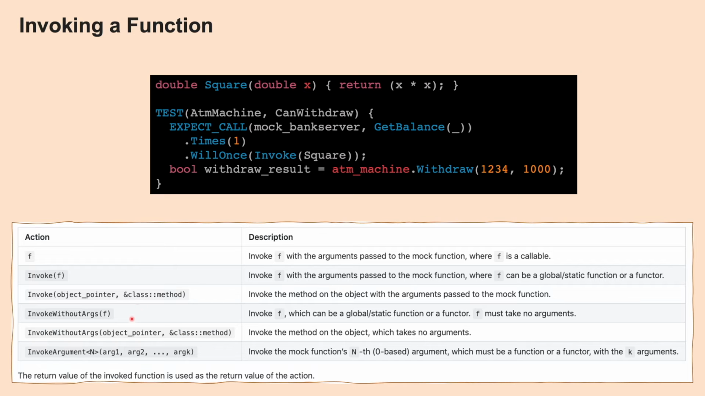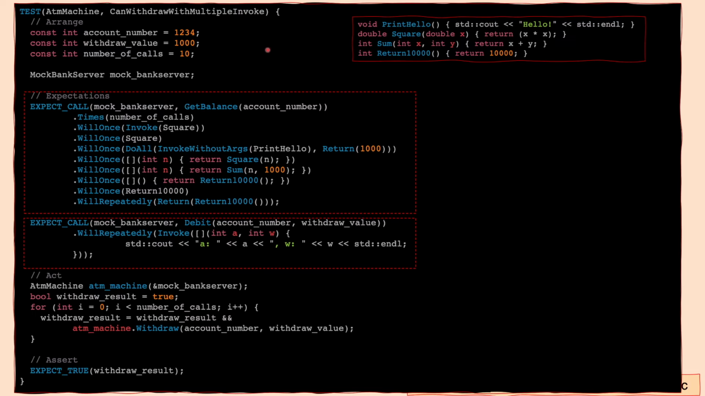It is also important that when you have invoke, the return value would be what invoke is returning. Let's look at this example. I define 4 functions: print hello, square, sum, and return 10,000. Having this defined, now I can say when getBalance was called the first time, invoke square with the same parameter. And that will return account number to the power of 2. You can also use this shorter form and just provide the function name without invoke. It will have the same effect.